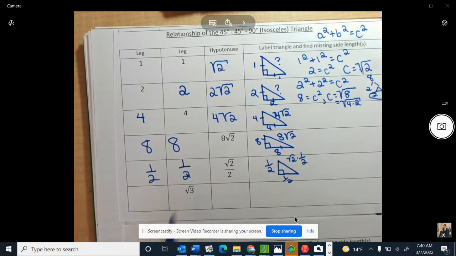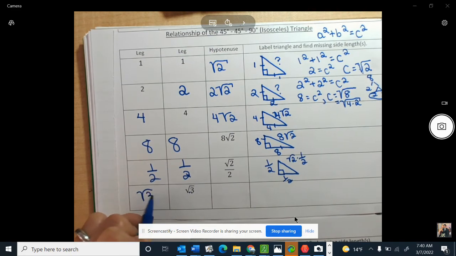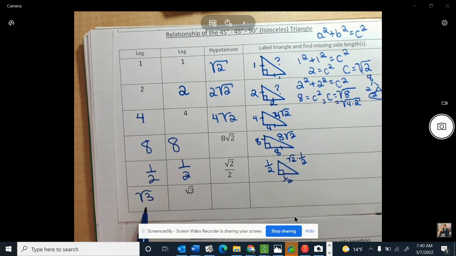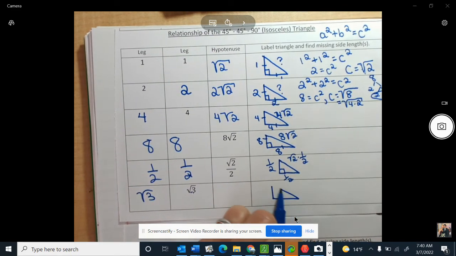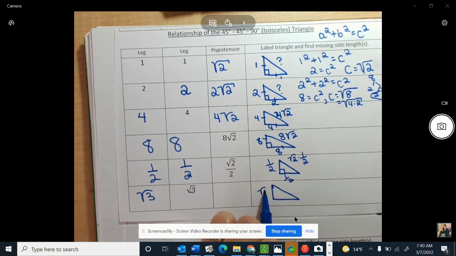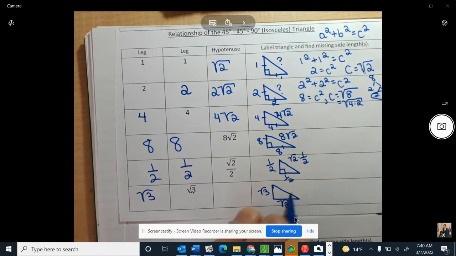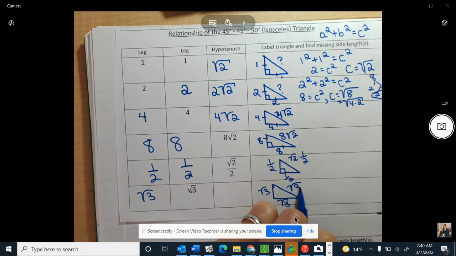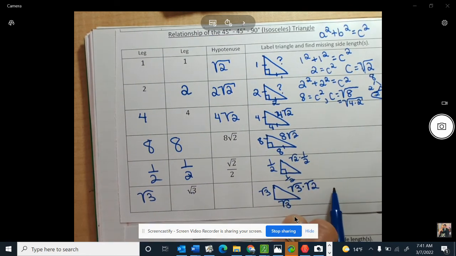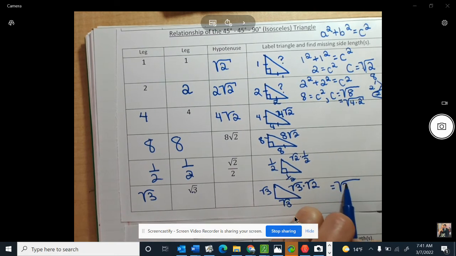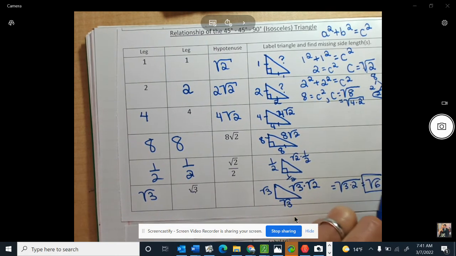Okay, here's a little more challenge. Square root of 3 is the leg. So that means the other leg is the square root of 3. And when we apply the idea of this relationship, we take the leg times the square root of 2. Well, that's just the same as 3 times 2 under the radical, which is the square root of 6.